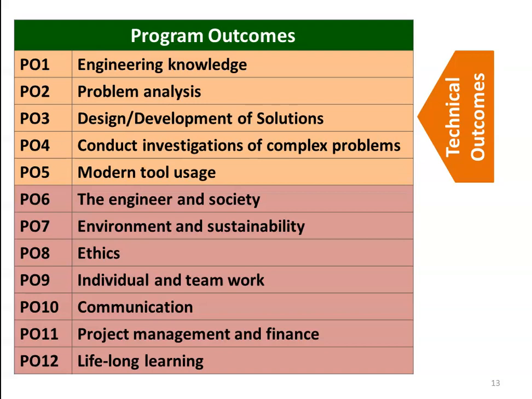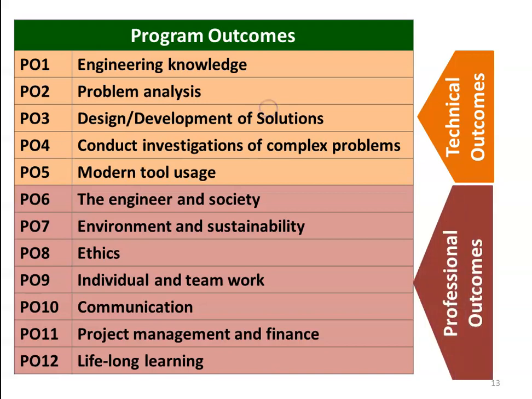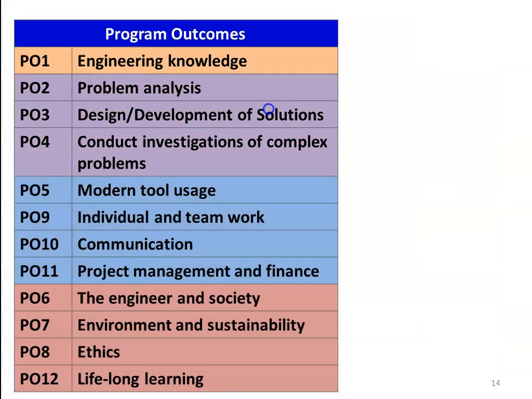And of the 12 outcomes, the first five are called technical outcomes. The technical outcomes we can directly impart in the classroom through the theory subject or the practical subject. And the other outcomes, 6 to 12, are called professional outcomes. We have to give more emphasis on the professional outcomes in addition to the subjects. The professional outcomes we can impart to the student only through actively involving the student in various activities.